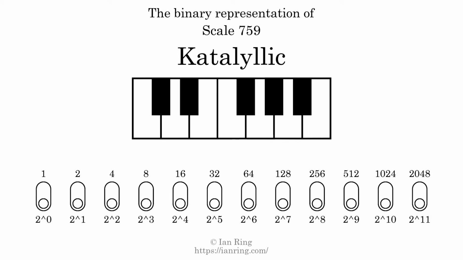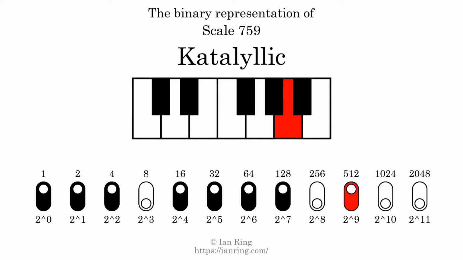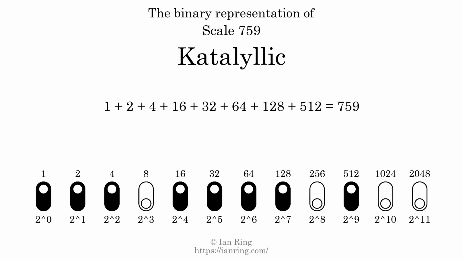The binary representation of this scale is determined by mapping tones of the scale to binary digits. Each binary digit represents a power of 2. To get the scale number, we add the powers of 2 together. The powers of 2 that are present in the scale, all added together, equals 759. That is why the scale number, in decimal, is 759.